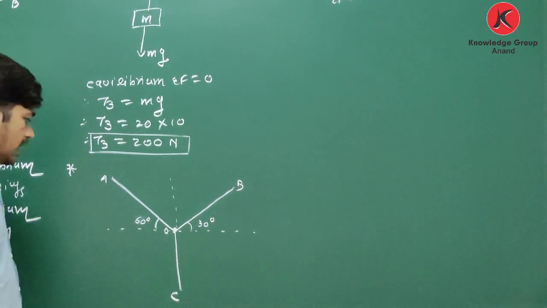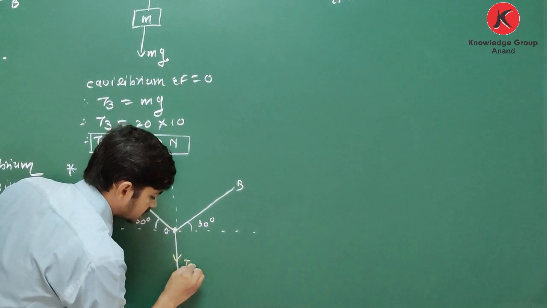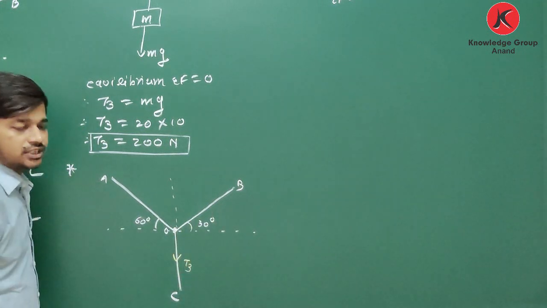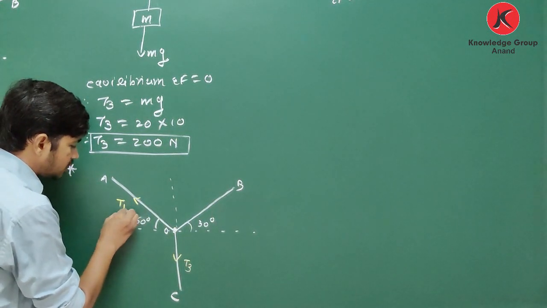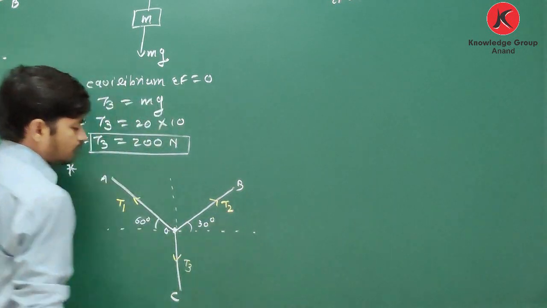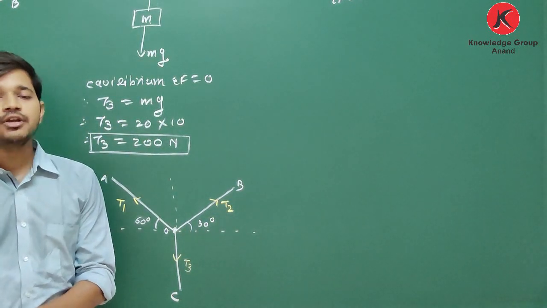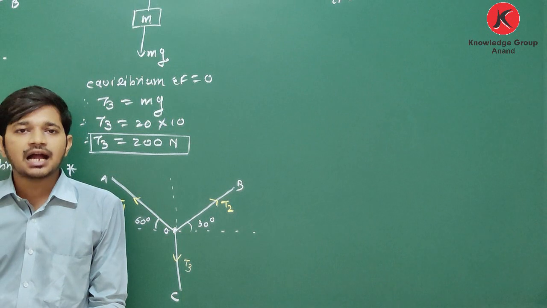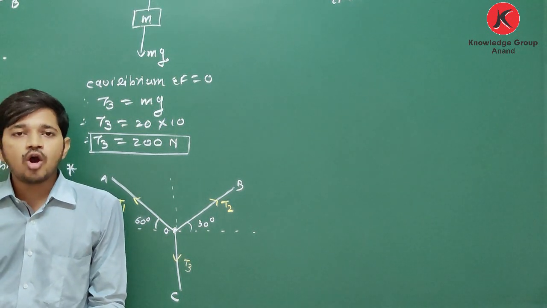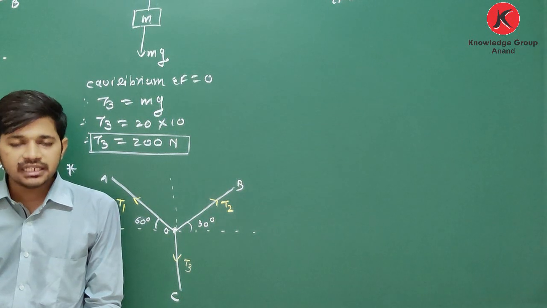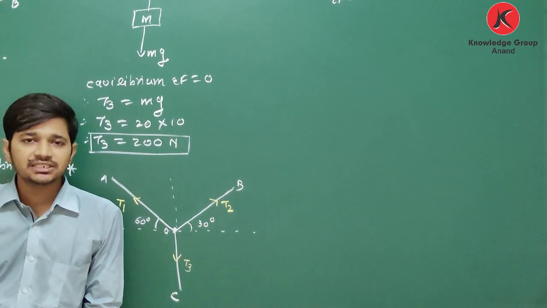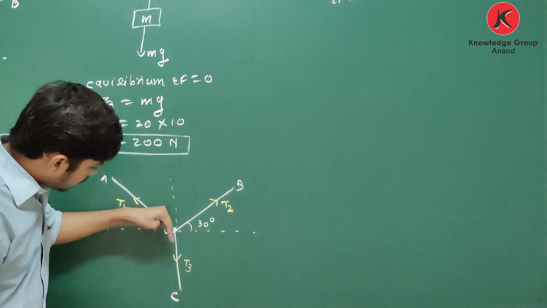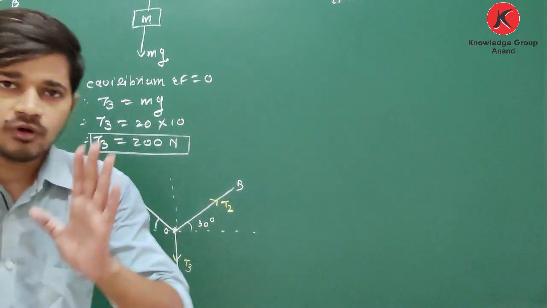In this string, the tension T3 is in this direction. So what is the direction of the tension produced in these other two strings? Obviously, it is in this direction T1 and in this direction T2. Remember the theory of equilibrium of a particle: when three forces are acting on a particle, if two forces are in this direction, then the third force must be in this direction. Yes or no?